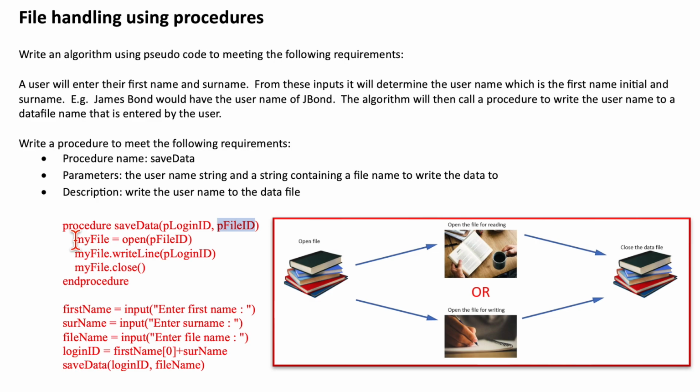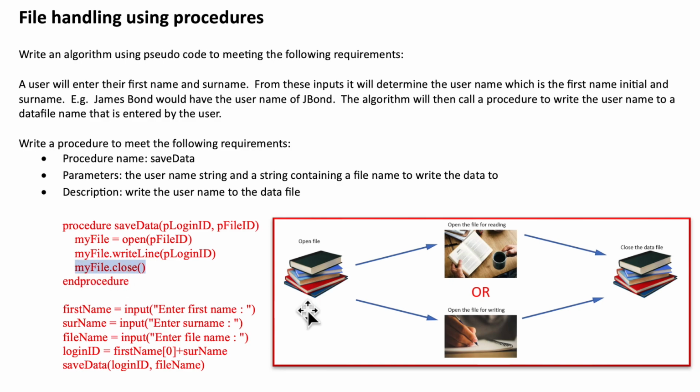So my first line of code within the procedure opens my data file using the parameter pFileID. It then writes the login ID parameter to the data file and then closes the data file.